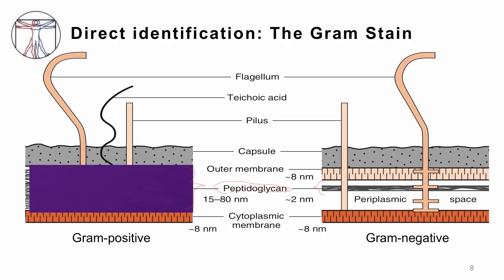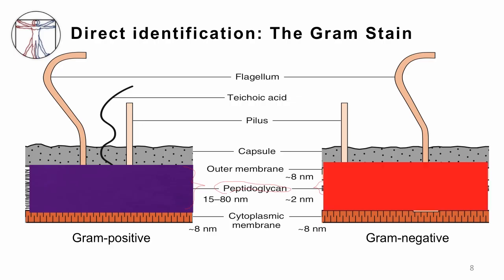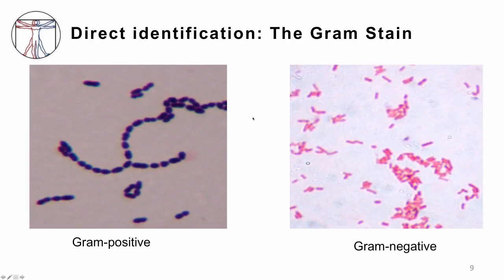However, it's not taken up well in gram-negative organisms, and therefore the purple doesn't stick, and you do a counterstain, and it stains this red orangish color, and so gram-negative organisms are going to look like this.